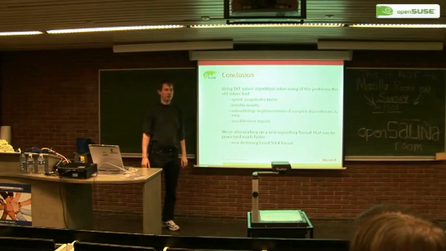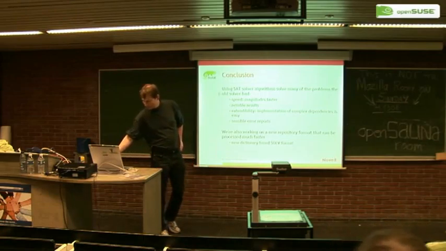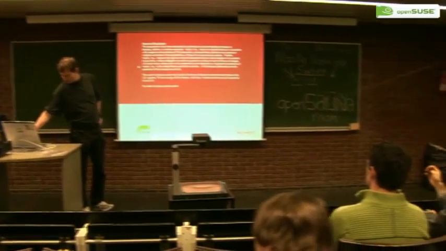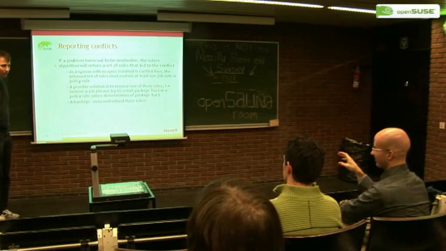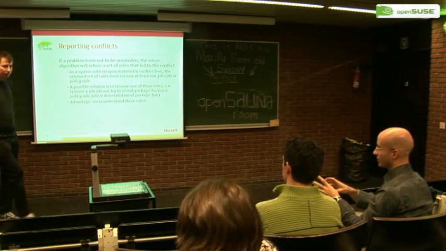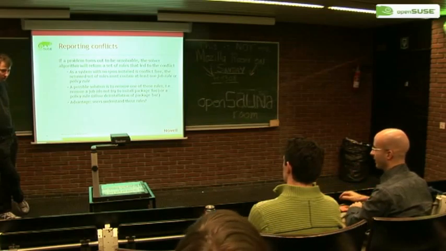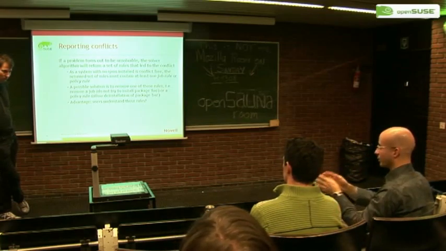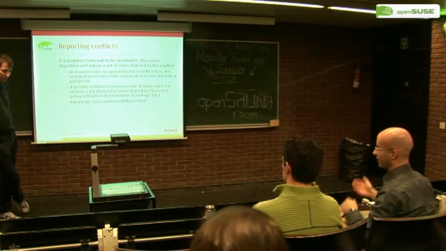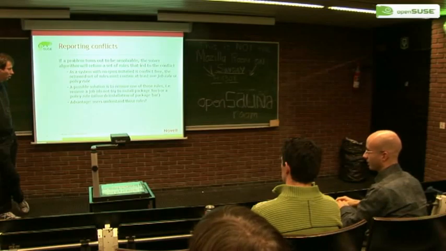Okay, any questions? On the previous slide, wrong direction. When you're talking about trying to remove a rule to change from an unsolvable thing into a solvable thing, if you try removing one rule, and for every rule you still don't find a solution, could you then start removing two, or do you not try that?